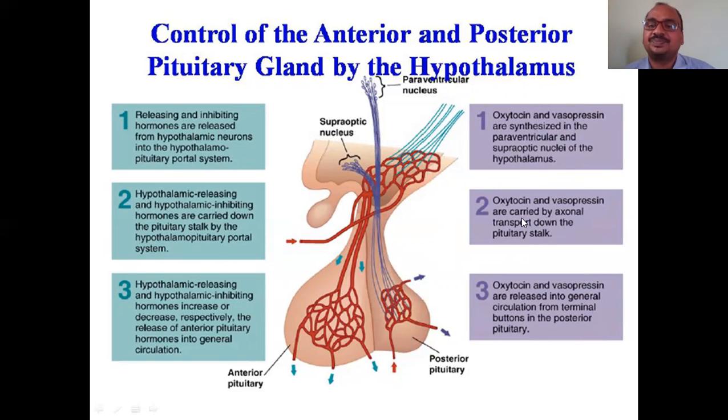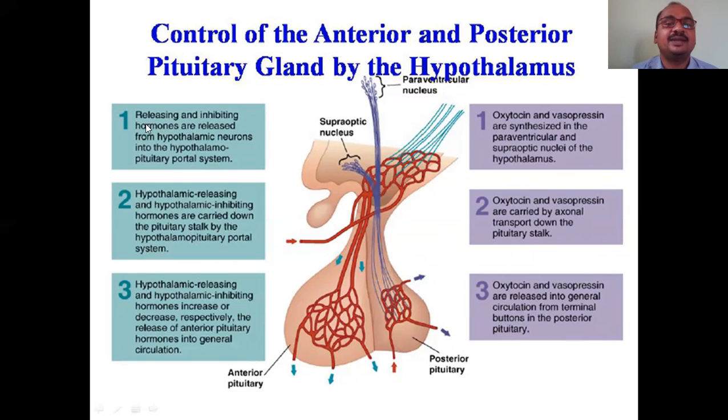Next, oxytocin and vasopressin are carried by axonal transport down to the pituitary stalk. See here how it goes down. Oxytocin and vasopressin are released. See here, it is released. So the posterior pituitary gland releases the hormones synthesized by the paraventricular as well as the supraoptic nucleus. Okay, that is about the posterior.